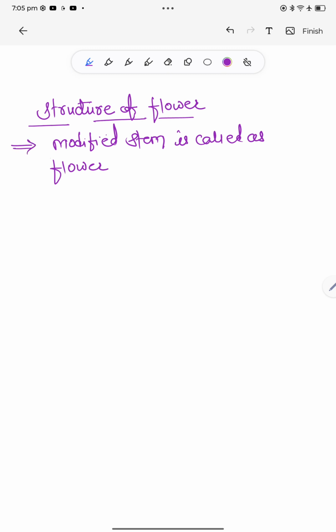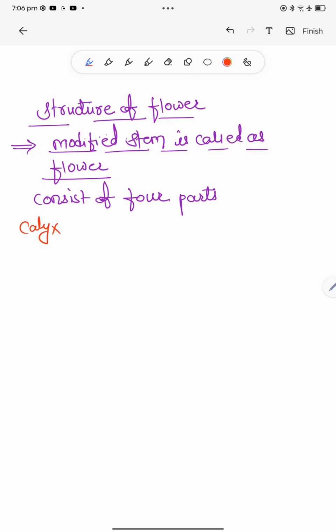Now the flower contains some organs, essential and accessory organs. The flower basically consists of four parts. The first part of the flower is the calyx. Second is the corolla.